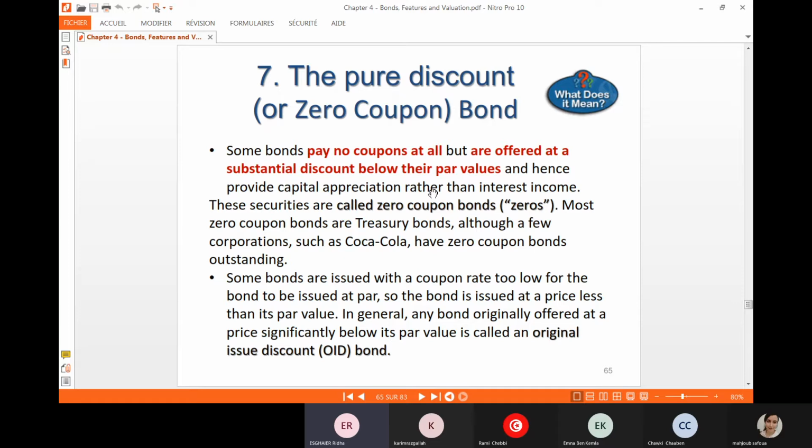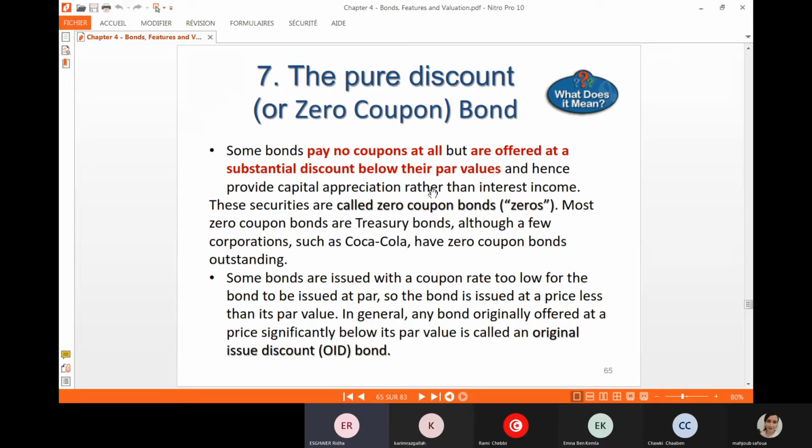Since these bonds will not pay interest, or the intermediary payments, if you want, you don't have intermediary payments, these bonds are called zero coupon bonds. It doesn't mean that when you buy this bond, you will not earn an interest. No. But the calculation of the amount that you will pay from the beginning to buy the bond and the amount that you receive is a little bit different.